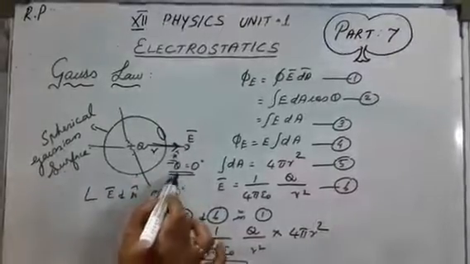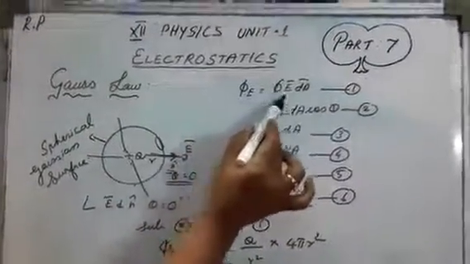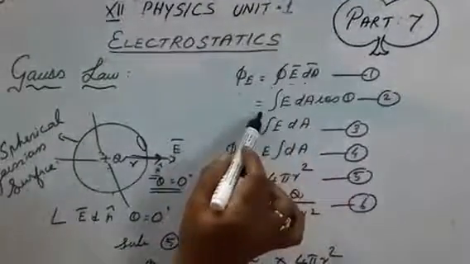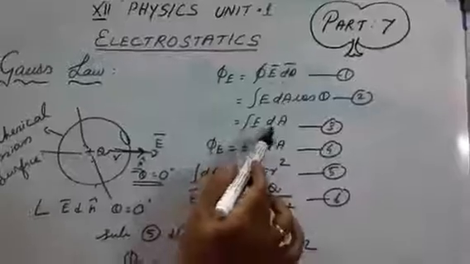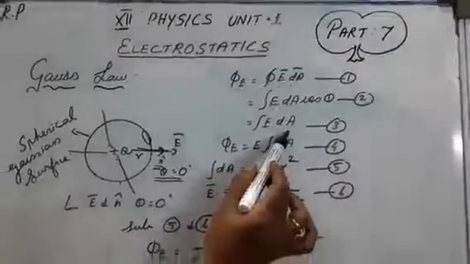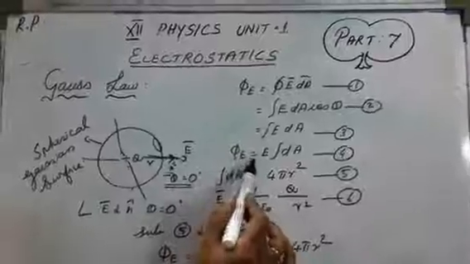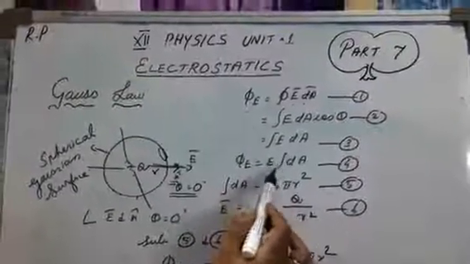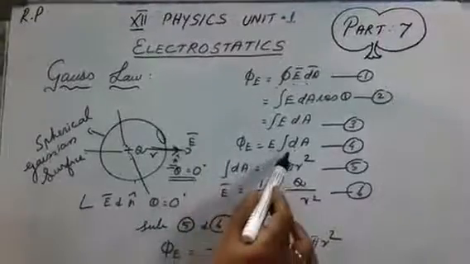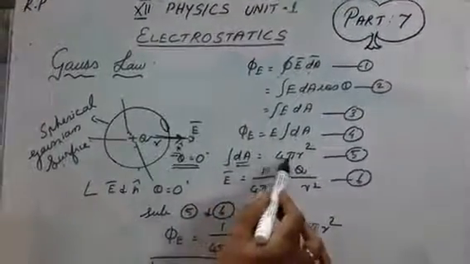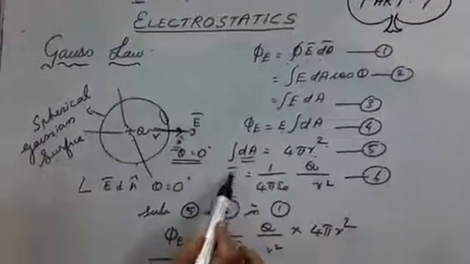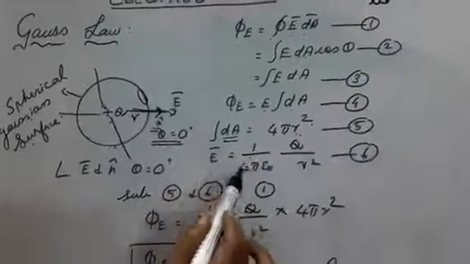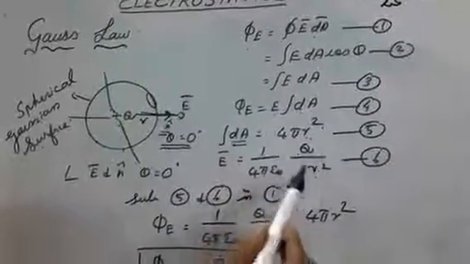Therefore, the total flux phi is equal to the closed integral of E vector dot dA vector. So this can be written as the integral of E dA cos theta. Here the theta value is 0, so cos 0 equals 1. So this changes to E dA, and phi equals E, you take it out, times the integral of dA. Here the integral of dA equals 4 pi r square, because the spherical surface area is 4 pi r square. And next, the electric field equals 1 by 4 pi epsilon naught times q by r square.